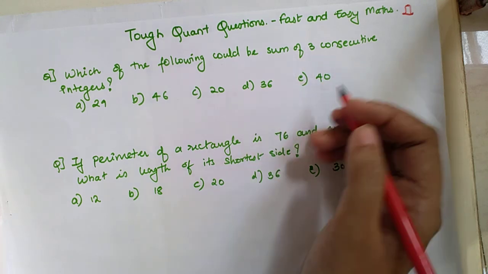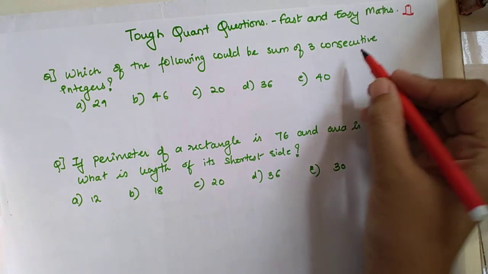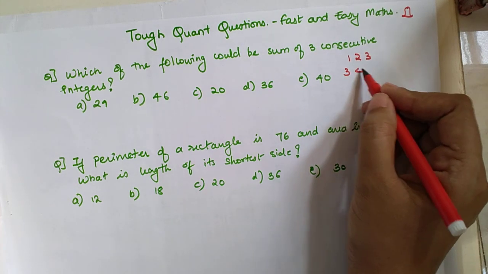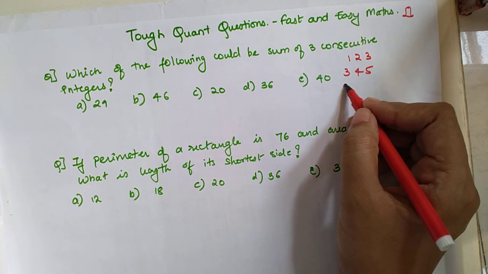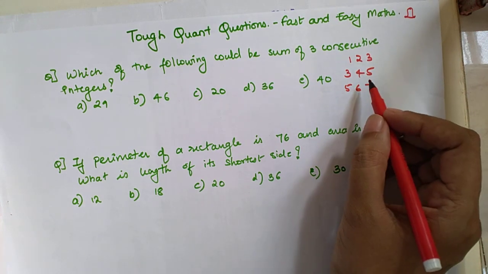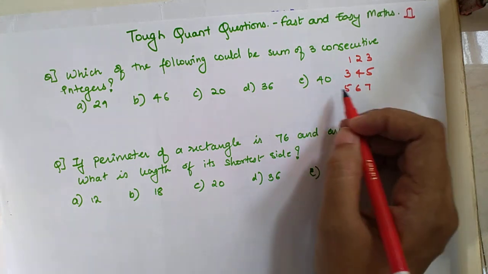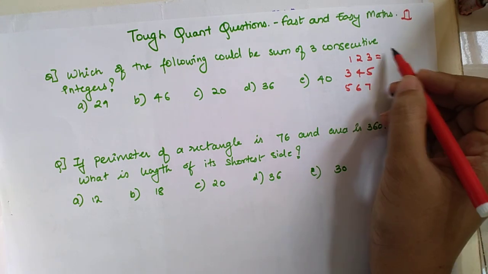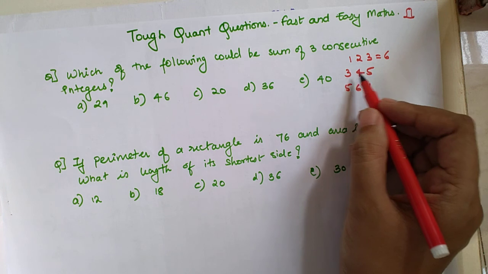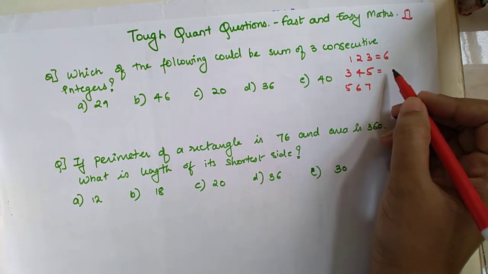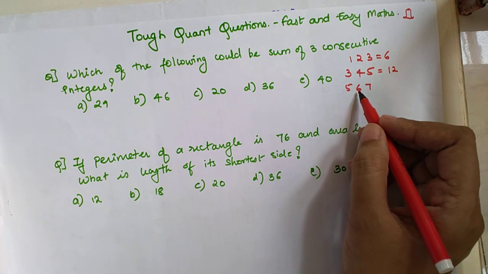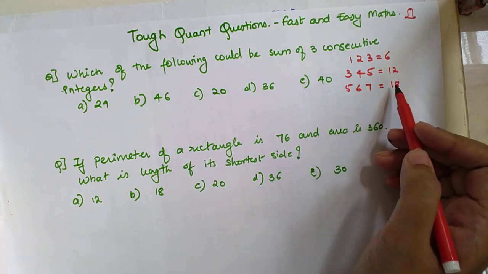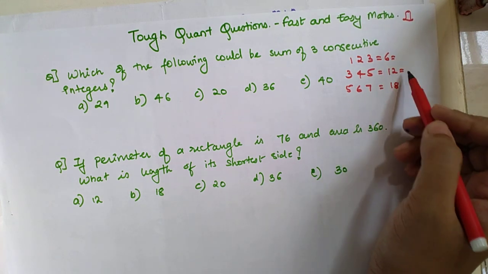Okay, so let's take for example any three consecutive numbers. The simplest would be, I think, 1, 2 and 3, and then let's take 3, 4 and 5, and then let's take another 5, 6 and 7. I'm just taking 3 just to ensure that we find some pattern out of this. Okay, so now the sum of these three: 1 plus 2 is 3, 3 plus 3 is 6; over here 3 plus 4 is 7, 7 plus 5 is 12; 5 plus 6 is 11, 11 plus 7 is 18.